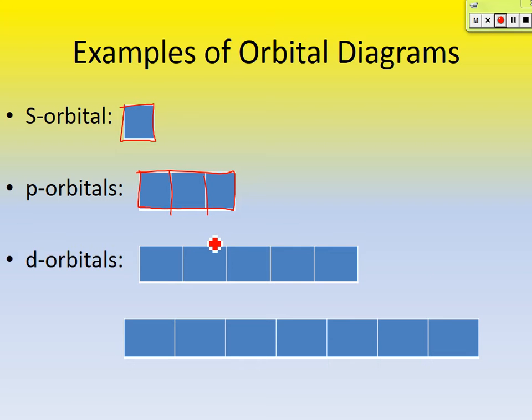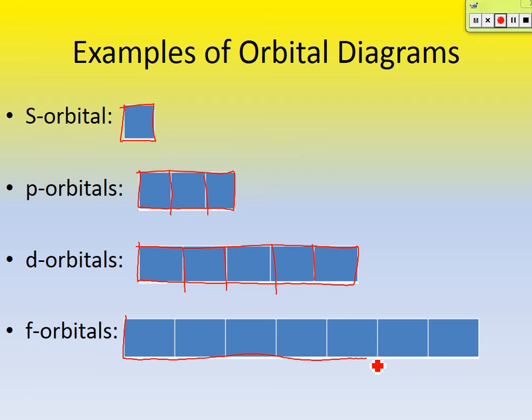Okay, the D orbitals. How many D orbitals do we have? 5. So we draw a big rectangle, divide it into 5 boxes. And finally, the F orbitals. There's 14 electrons that can fit in there, so we need 7 orbitals. Draw a big, huge rectangle, and make sure you have 7 boxes.